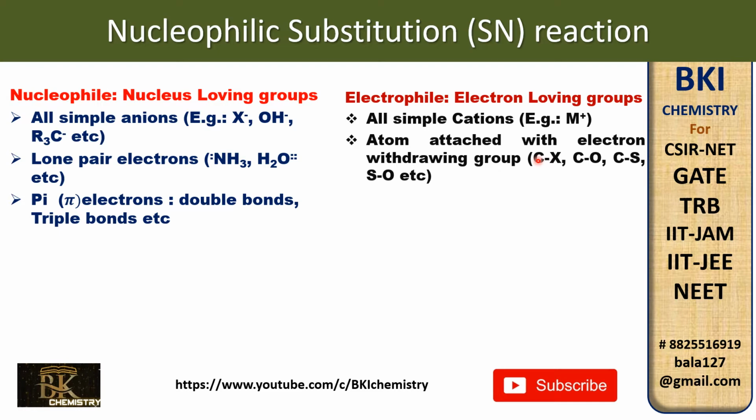So molecules with a carbon-halogen bond, carbon-oxygen bond, carbon-sulfur bond and sulfur-oxygen bond: in this kind of bond the halogen atom is highly electronegative and carbon is less electronegative. So the halogen atom will have a partial negative charge and carbon will have a partial positive charge. In a carbon-oxygen bond, oxygen will have a partial negative charge and carbon will have a partial positive charge. This partial positive charge can also be classified as an electrophilic center, because partial electron deficiency appears in these molecules.